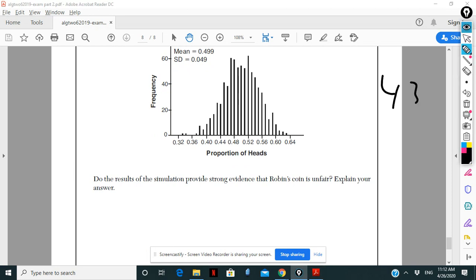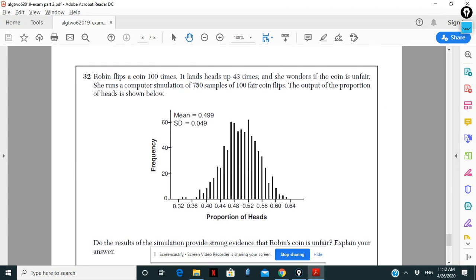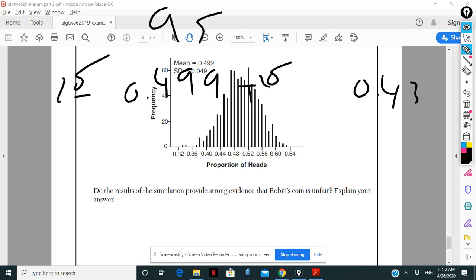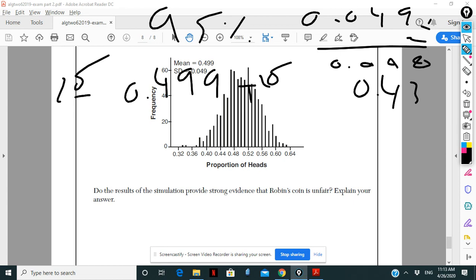So the mean is 43 times out of 100. The mean is 0.499, and plus 2 standard deviations and minus 2 standard deviations to cover the 95% to see how it's going on. So 0.049 times 2, 0.098. I'm going to add this value, and I'm going to subtract it.